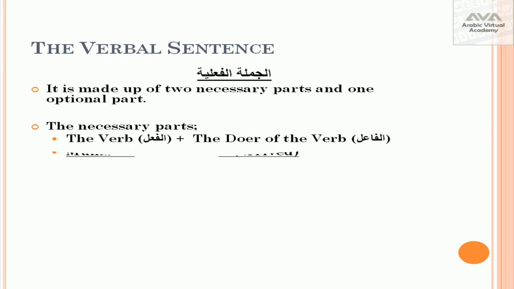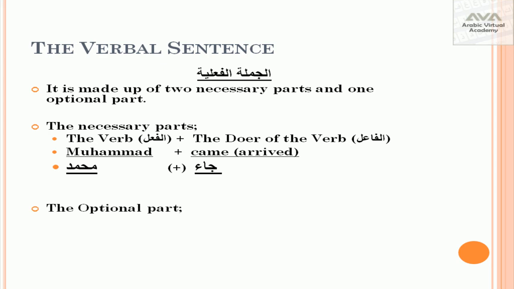An example of where we have just the verb and the doer of the verb is if we were to say that first sentence on the screen, Ja'a Muhammad. Muhammad came. Here you see Ja'a is the verb and the doer of the verb is Muhammad, and it's a complete sentence. It makes sense all by itself.